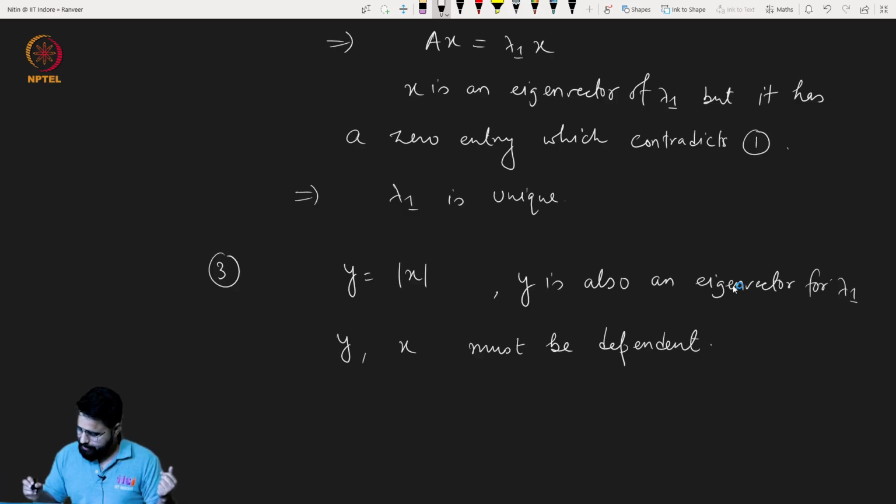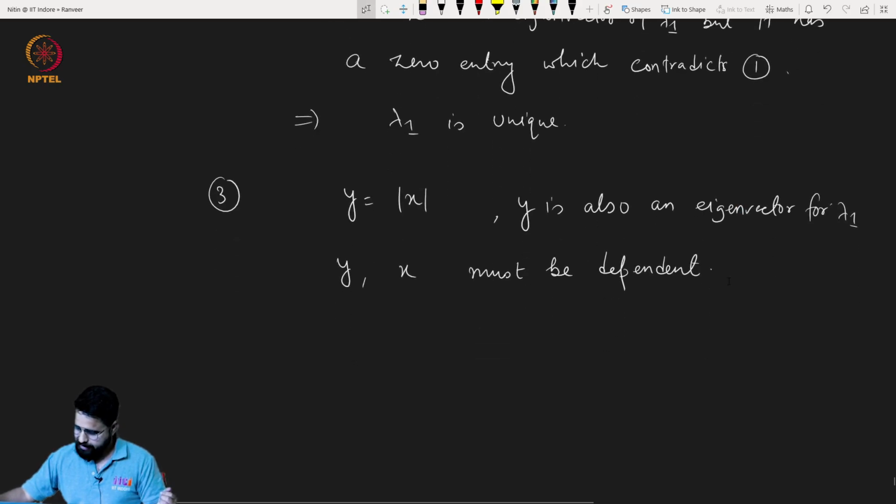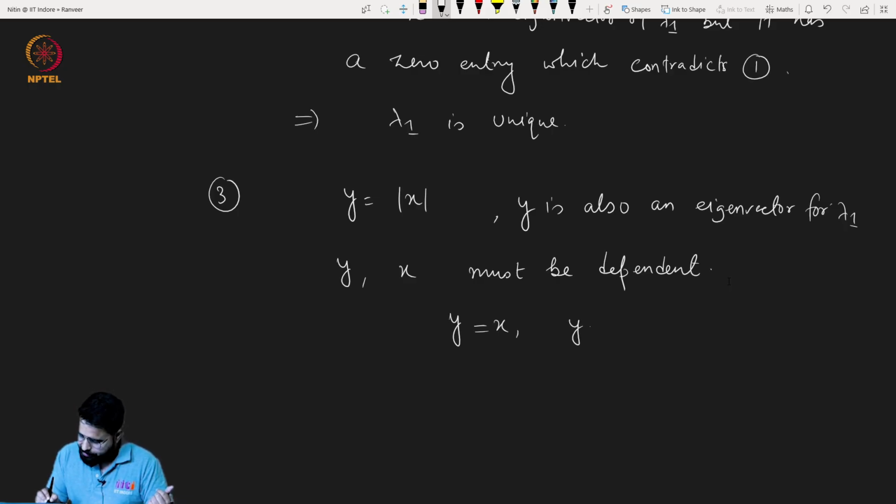This is only possible when Y equals some constant times X. I mean, you can safely say either Y equal to X or Y equal to minus X. But you know that Y is strictly positive when the graph is connected, right? So Y has all positive numbers, so X will have either all positive or all negative.